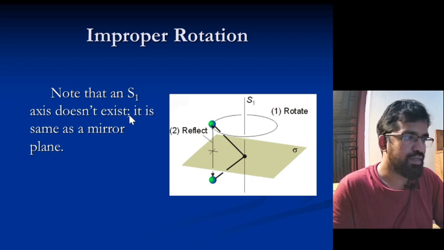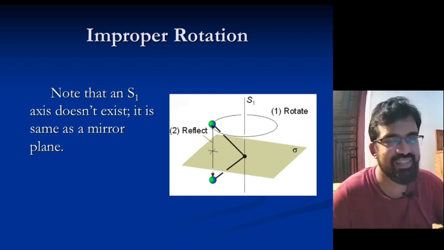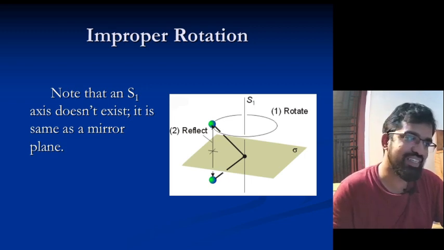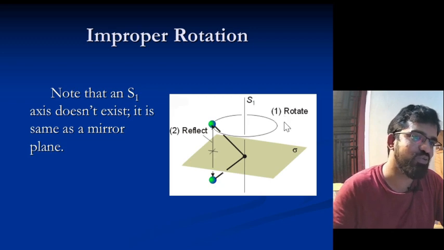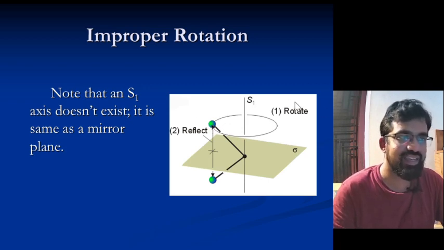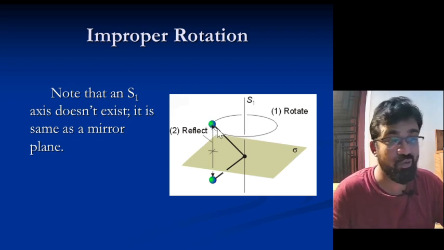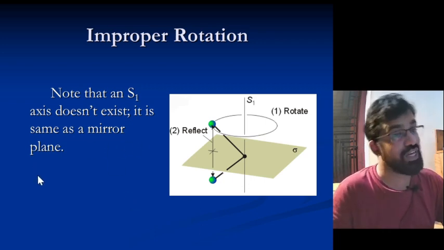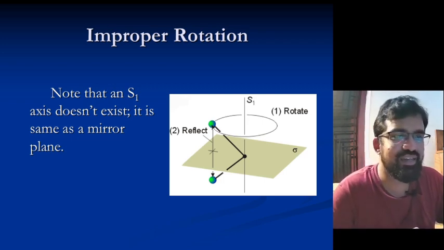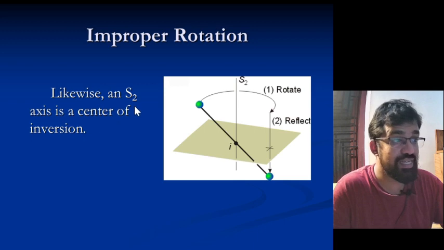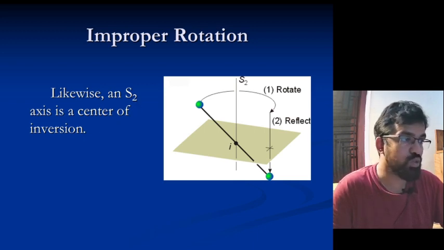So what does S1 mean? One more thing, I told you S2 is inversion. And what is S1? For S1, you do a rotation of 360 degrees, which means the same position, but the reflection perpendicular to that rotation gives a symmetry operation, that is actually sigma. A mirror plane is also an improper rotation. So this is all about the improper rotation. Inversion is explained here, inversion is S2.